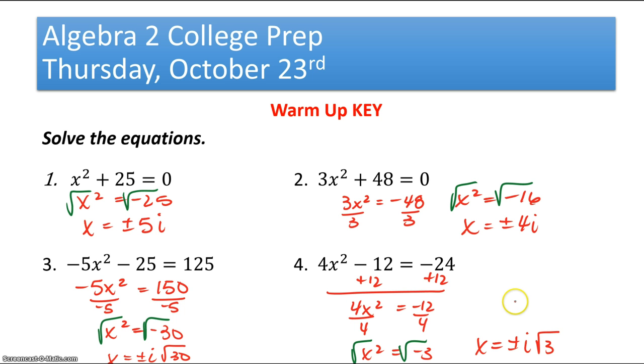So 2 things I want you to check. Do you have plus and minus on all 4 problems? Also, do you remember when you square root a negative that the square root of negative 1 comes out as an i? So give yourself a moment. You may need to hit pause. Make sure you've checked all your work. And once you've checked, then go ahead and return to the video for today's lesson.